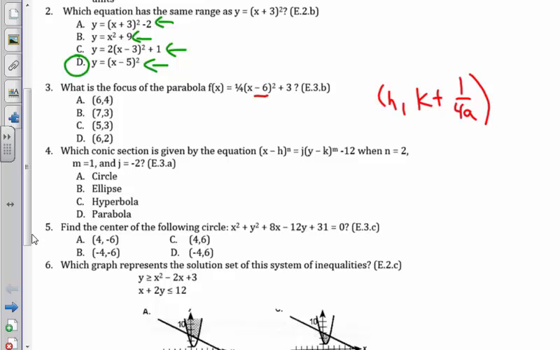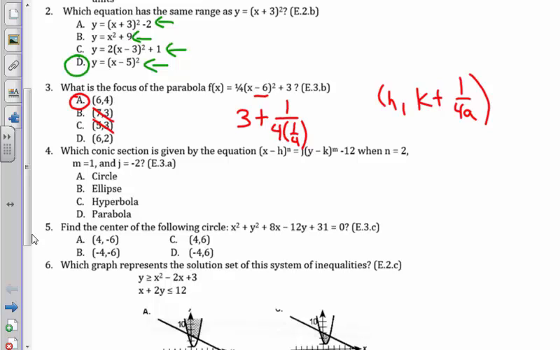So if we're looking at this, we can see that it's x minus h squared plus k. So h is 6. So we know off the bat that these two can't be it because 6 has to be the x value. Here k is going to be 3, so 3 plus 1 over 4 times a. a is 1/4. Well, 4 times a fourth is 1, so we just have 3 plus 1. 3 plus 1 is 4, so the focus has to be at A, (6, 4).